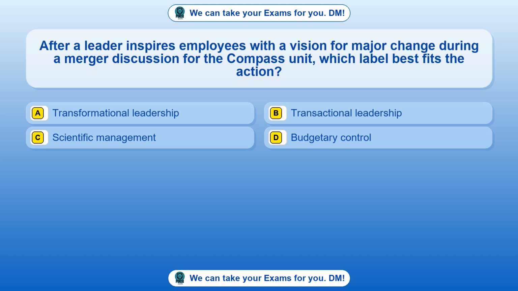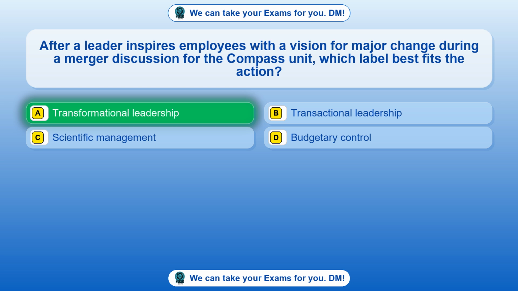Question 58. After a leader inspires employees with a vision for major change during a merger discussion for the Compass unit, which label best fits the action? Option A, transformational leadership. Option B, transactional leadership. Option C, scientific management. Option D, budgetary control. The correct answer is option A, transformational leadership.